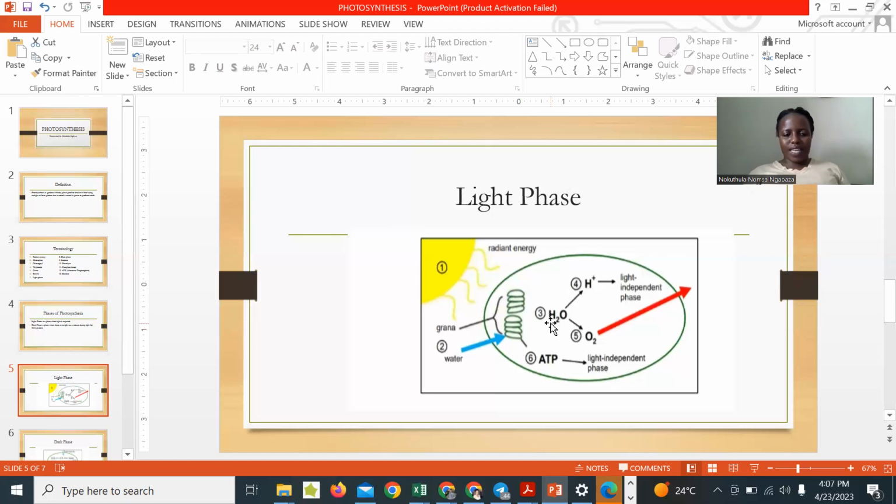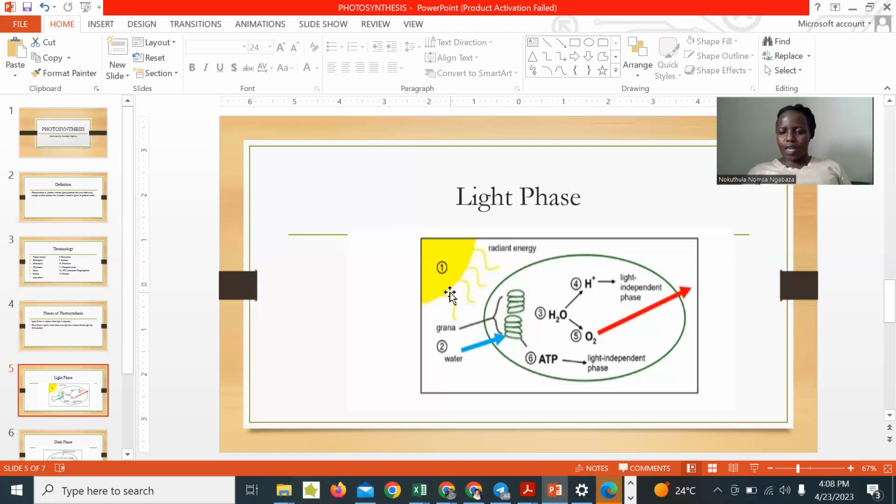Then we move to number 3, whereby your radiant energy is now going to cause water to separate during a process called photolysis, whereby your hydrogen and oxygen are going to split. So once your hydrogen and oxygen split, we look at number 5, whereby your oxygen will then leave the chloroplast and go into the atmosphere via the stomata.